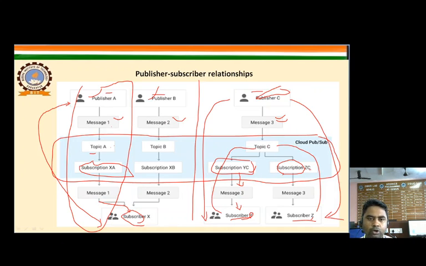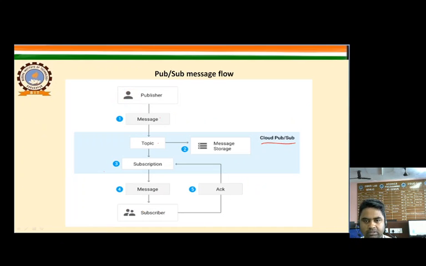Again, this topic has subscriptions, and these subscriptions have a message, and this message can communicate with the subscriber. So what is the message flow? First, a publisher has a message, so this is the first step. Again, this message is converted into a topic, and this topic is sent to the message storage.